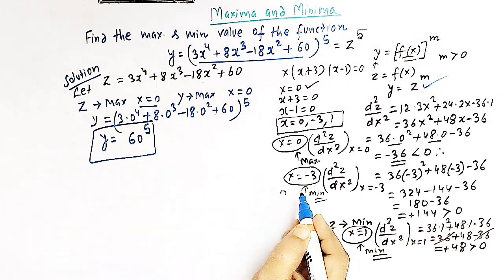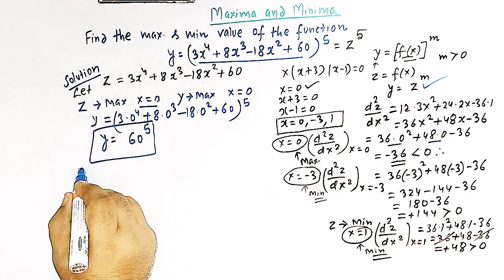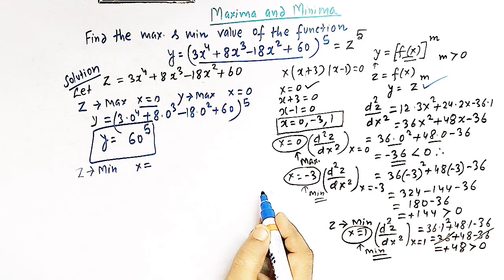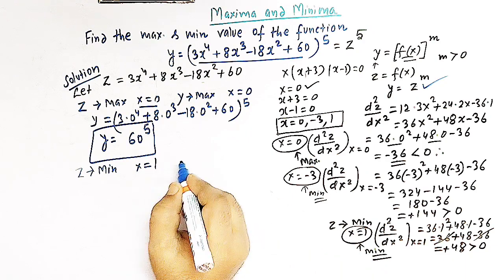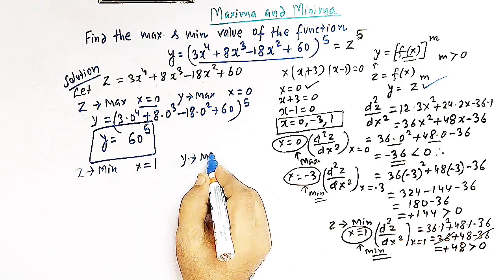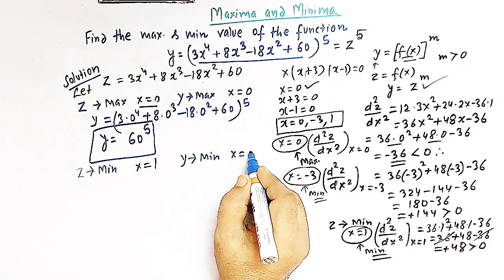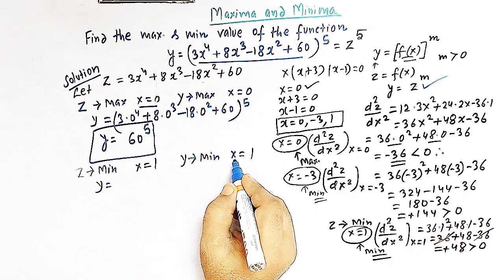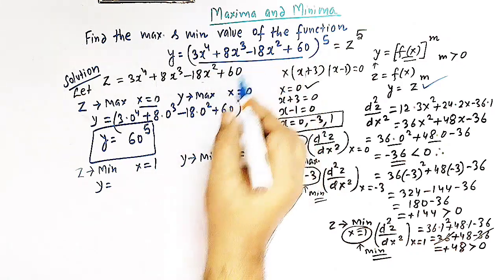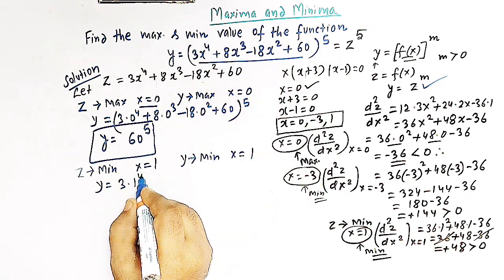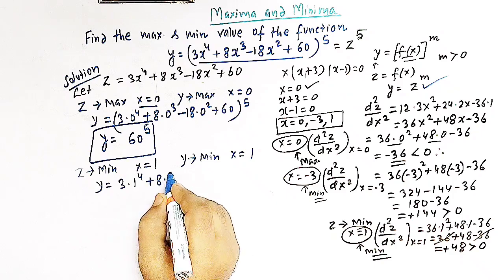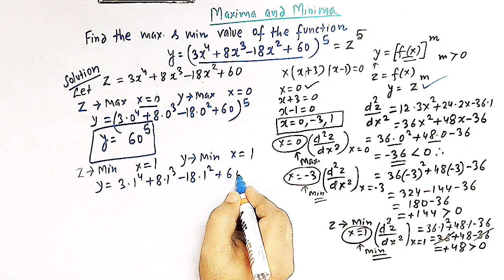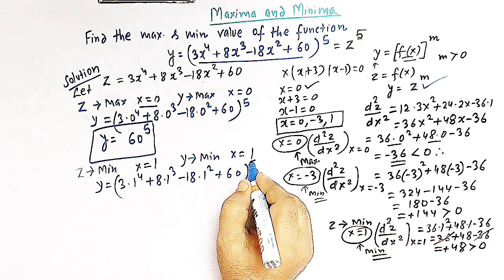So now this function z is minimum at x is equal to 1, right? So y is also minimum at x is equal to 1. So let us find out the minimum value of y by taking x is equal to 1 in this expression. So we have 3 times 1 raised to 4, then we have 8 times 1 cube minus 18 times 1 square, and here we have 60 raised to 5.